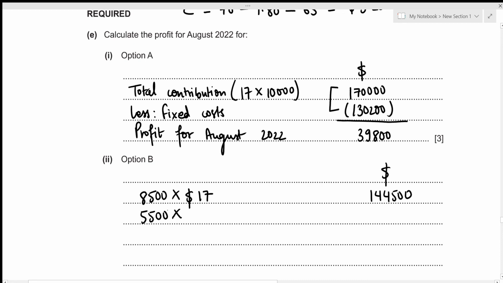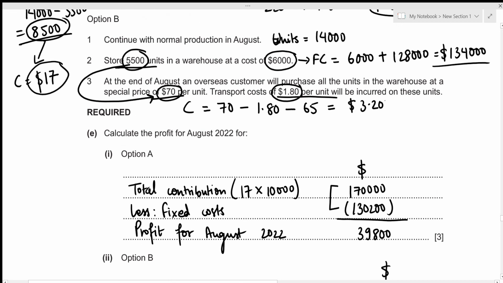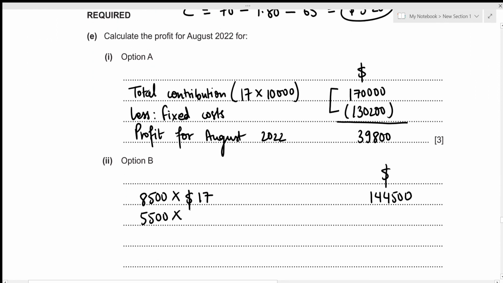Now we need to figure out the contribution for 5,500 units. For these units, we figured out our contribution per unit to be 3.20. So let's multiply that as well. This gives the contribution to be 5,500 times 3.20, which results in 17,600. Now we can add these two up and figure out our total contribution. The total contribution is the sum of these two amounts: 144,500 plus 17,600, which results in 162,100.